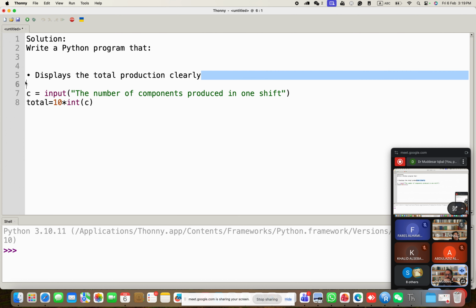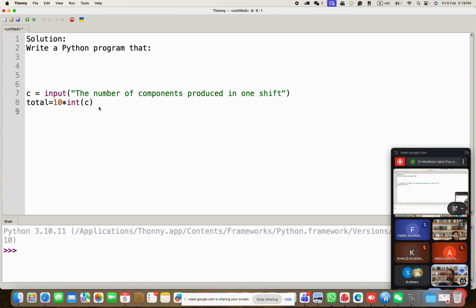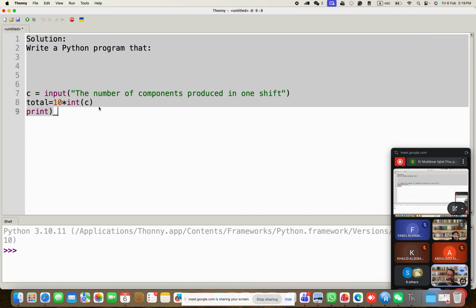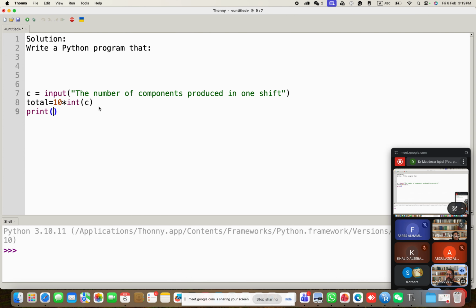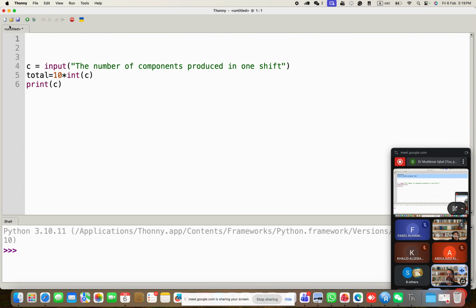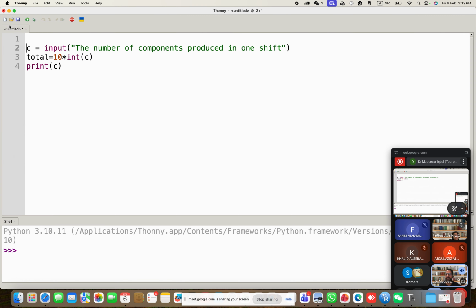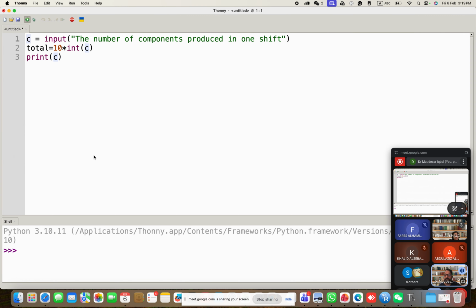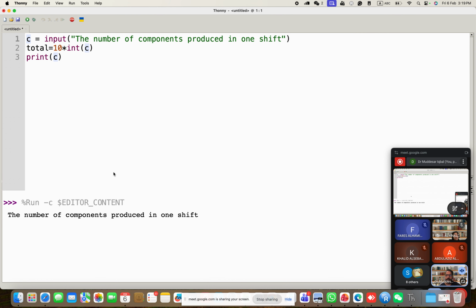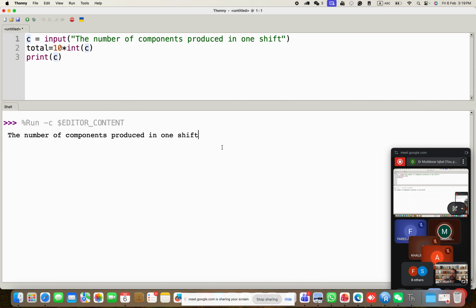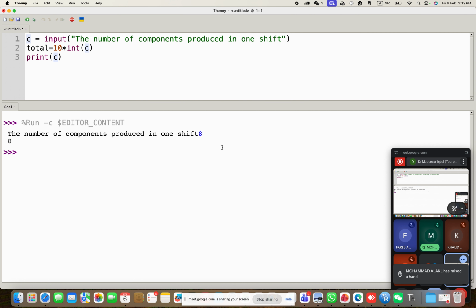The last one says display the production clearly. Display is easy. All you have to do is print, and you are done. Then I get rid of this step. There's nothing fancy in this. All you have to do is follow the steps, in black and white, and you are done. So here you enter the shifts. Let's say you say I produced 8 components, and you have to print total, not C.